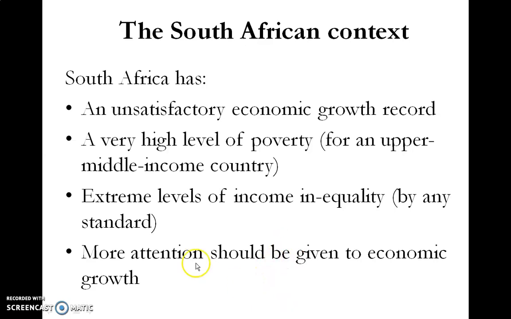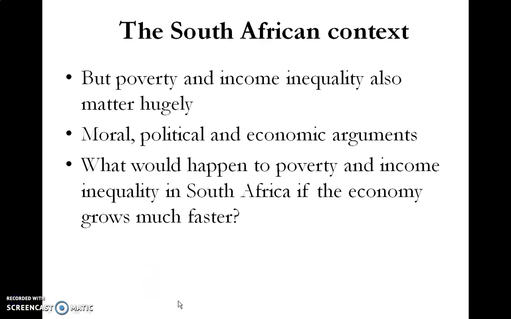So of course, given our poor economic growth record, more attention should be given to economic growth. But beyond economic growth, we also need to focus on poverty and income inequality because these matter hugely. There are many moral, political, and economic arguments to be had when we talk about these 3 variables of economic growth, poverty, and income inequality. We need to ask ourselves, what would happen to poverty and income inequality in our country if the economy grew much faster?